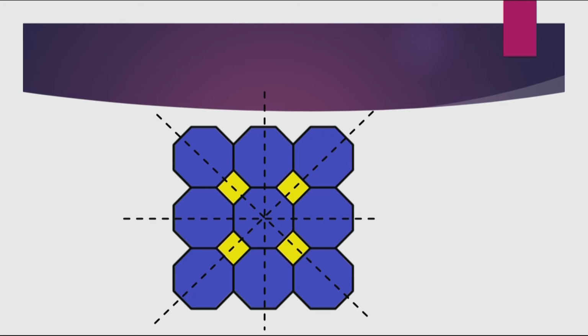Wow, let us look at this shape. So how many lines of symmetry does it have? Yes, it has 4 lines of symmetry. So how many of them are vertical? Only 1. Very good. How many of them are horizontal? Only 1 again. Very good. How many of them are diagonal? 2.